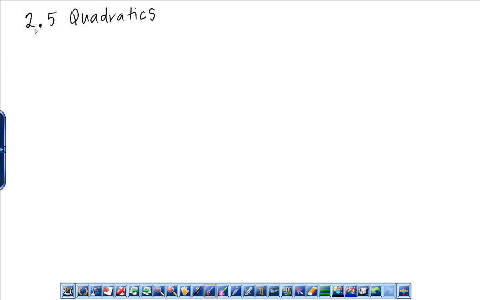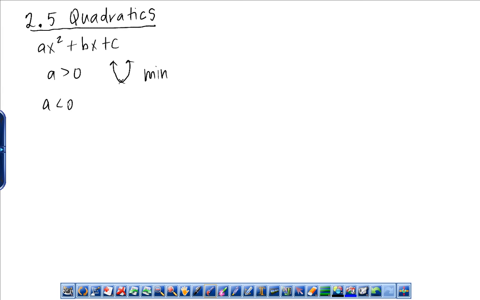This is 2.5 quadratics. Let's look at our standard quadratic equation, which is ax squared plus bx plus c. Remember, on your standard equation, if your a value is greater than 0, then you're going to have a parabola that faces up, and you're going to have a minimum vertex. If a is less than 0, then you're going to have a parabola that faces down, and you're going to have a maximum value or a maximum vertex. And if a is equal to 0, then you're going to have a linear function.